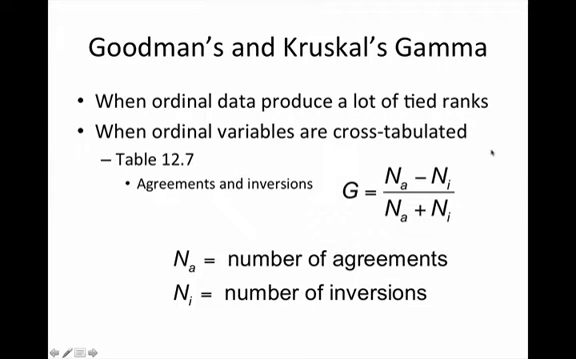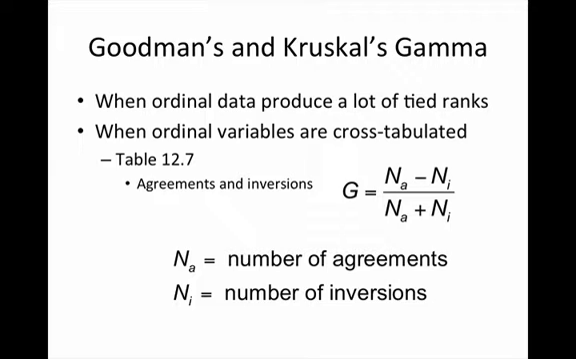All right, now we discussed how to deal with tied ranks in the previous example, but sometimes we have just too many of those tied ranks, and so we need to come up with a different procedure. And when we have ordinal variables that are cross-tabulated, meaning that we want to look at associations between more than two nominal variables or ordinal variables, Table 12.7 is an example of this in the textbook.